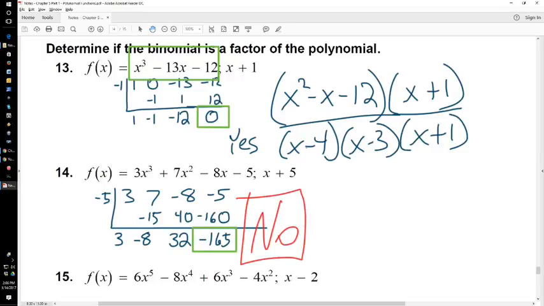X plus 5 is not a factor. Okay? Bottom line is this. If you use synthetic division and you get a remainder of 0, the answer is yes, it's a factor. If you get a remainder of anything else, positive, negative, or whatever, the answer is no, it is not a factor. Okay? Try 15 and 16 on your own right quick, and then continue.